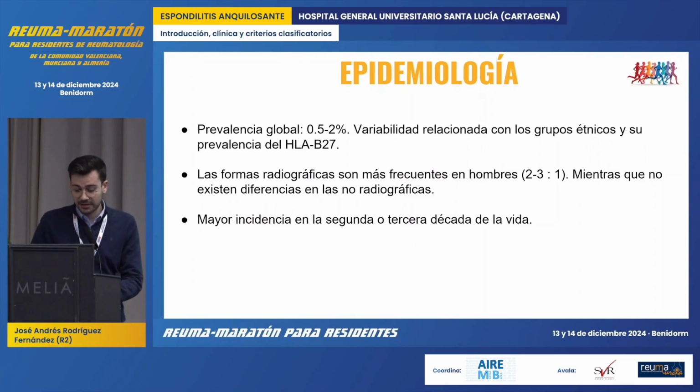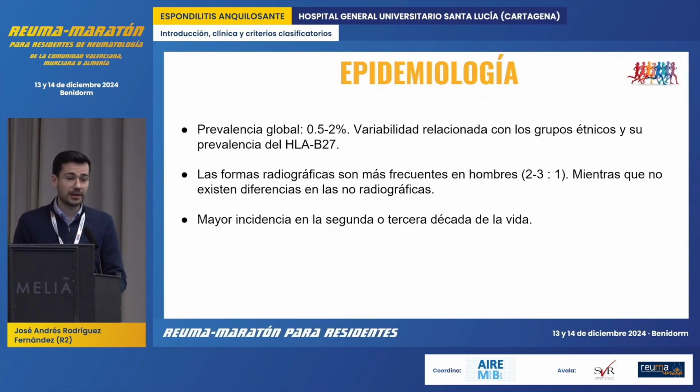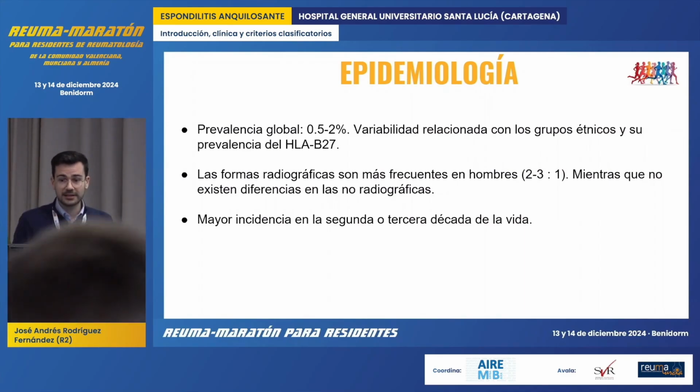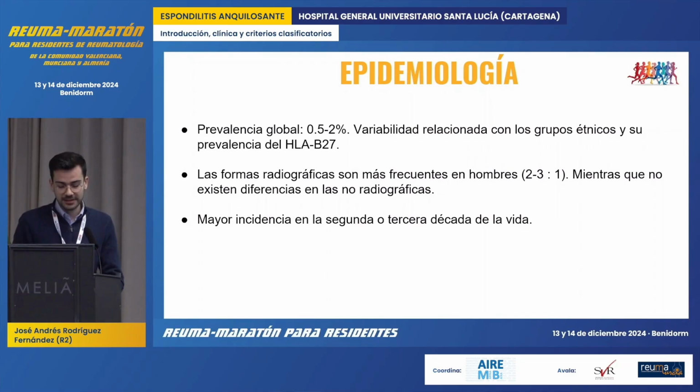Regarding epidemiology, just a few data points. The global prevalence of spondyloarthritis is around 0.5-2%. It depends on the case series. This is due to the variability among ethnic groups and the prevalence of HLA-B27 within these groups. For example, axial spondyloarthritis is less common in South Asia. Radiographic forms are more common in men, with 2 to 3 cases for every case in women, and there is no difference in non-radiographic forms between sexes. The highest incidence occurs in the second or third decade of life.